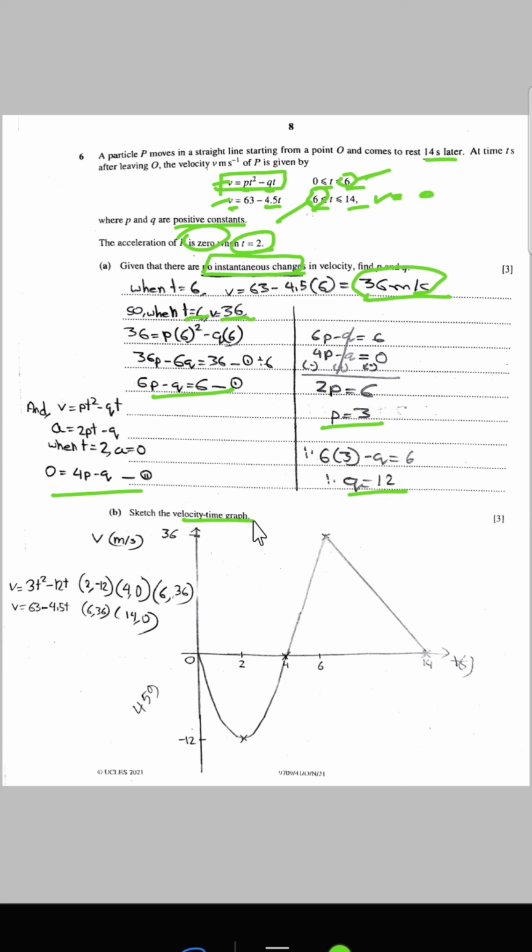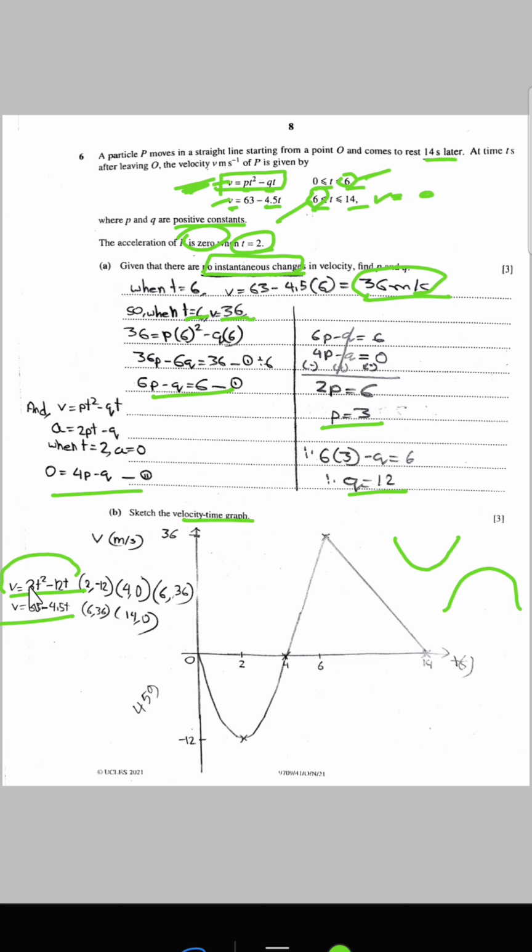Then we have to sketch the velocity-time graph. Now this is the important part. As we can see from our initial expressions, this is the first expression and this is the second expression. For the first expression, this is a quadratic equation, so it would be a curve sloping upwards or downwards.